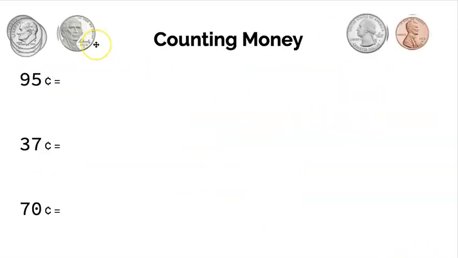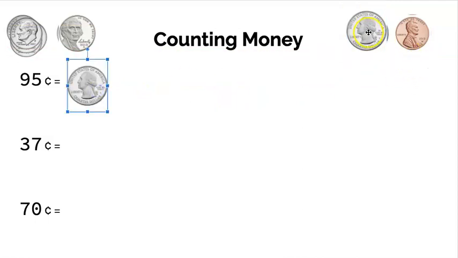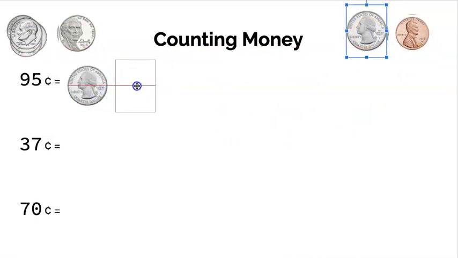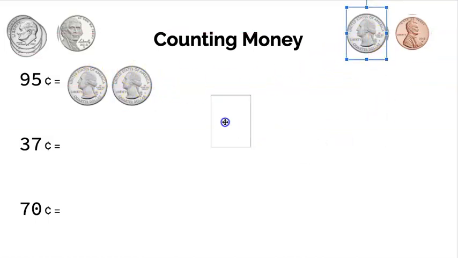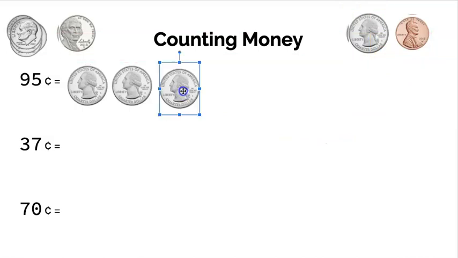All right, counting money. I have the amounts on the left side, and then all we have to do is put the coins like we did last time. So for 95 cents, there's different ways. I always like to start with my quarters. So 1 quarter is 25, 50, 75. Now I can't put another one because that would be $1.